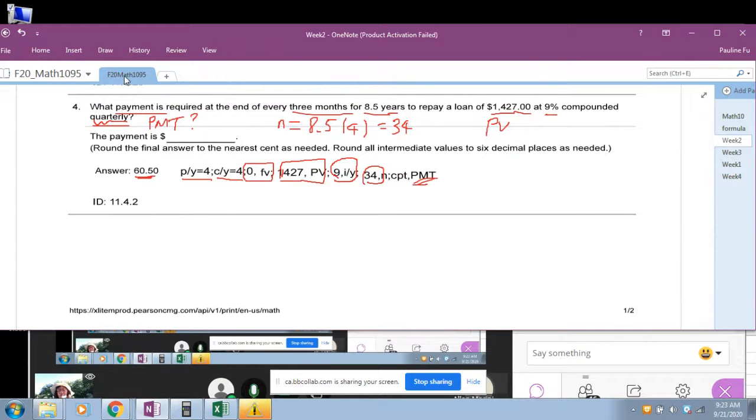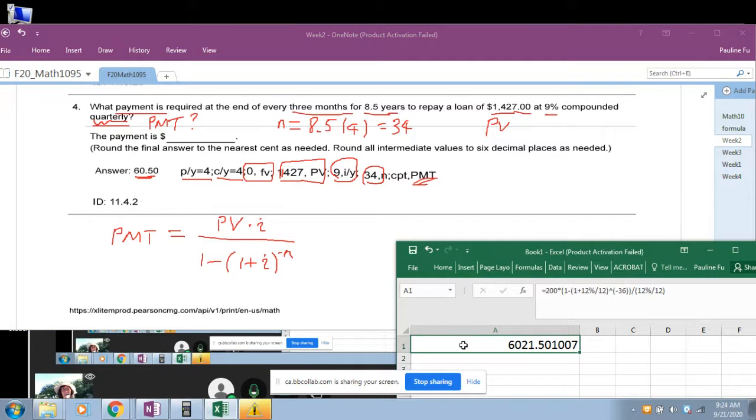So I'm going to write down this formula. If you use the formula, PMT equal to present value times I, the periodic interest rate I, divided by 1 minus bracket 1 plus I raised to power negative n. So that is the formula for PMT when present value is given. Now I'm going to use this formula to do the calculation.